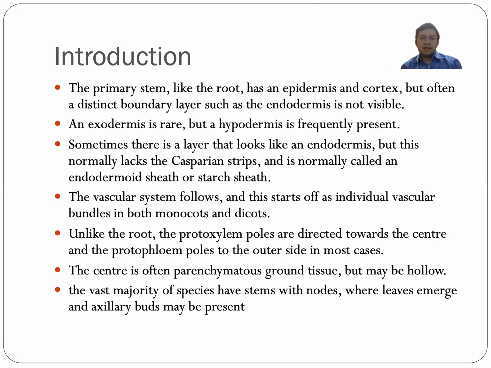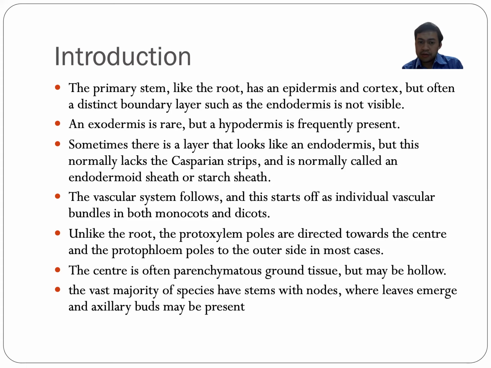So for the introduction, if we see here that the primary stem, like the root, has an epidermis and cortex, but often a distinct boundary layer, such as the endodermis, is not visible. So one of the differences between the root and the stem is there is no endodermis in the stem.